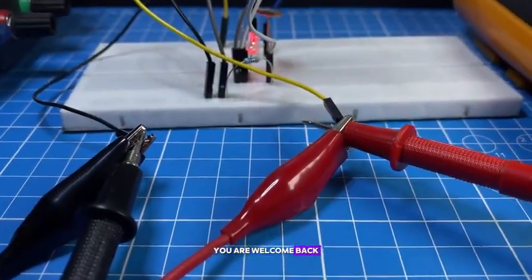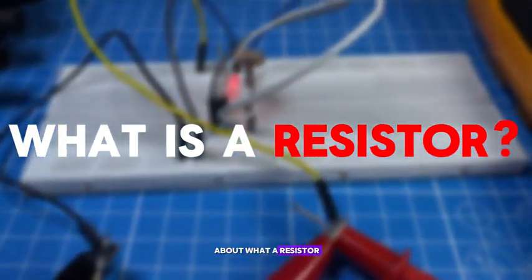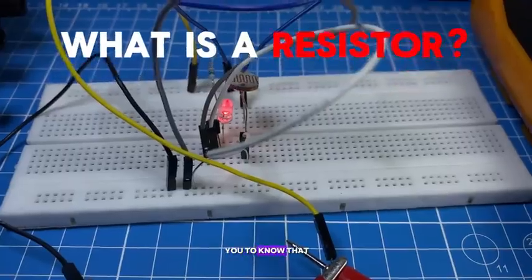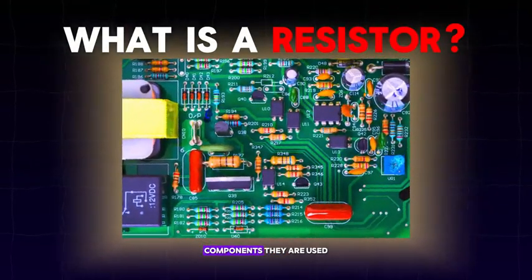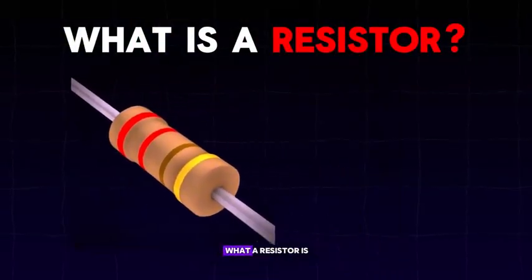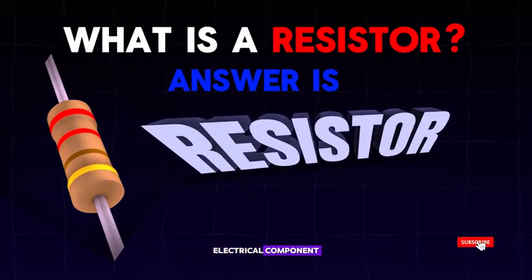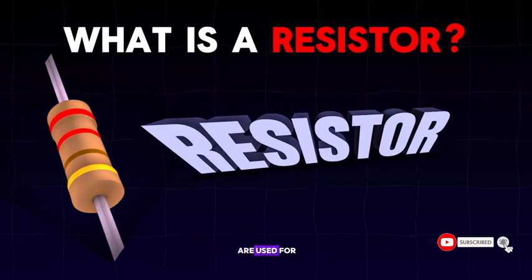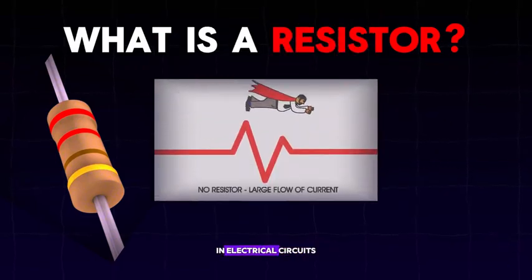Welcome back. So now what is a resistor? But before I talk about what a resistor is, I will firstly want you to know that a resistor is one of the most common types of electronic components. They are used in various circuits. So now let's define what a resistor is. A resistor is defined as a passive electrical component with two terminals that are used for either limiting or regulating the flow of electric current in electrical circuits.